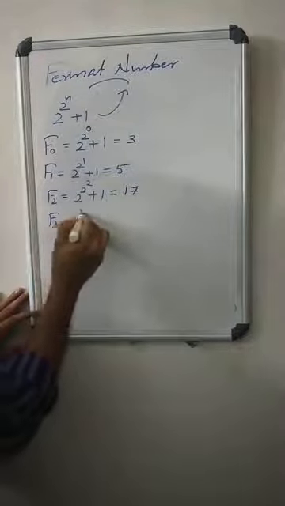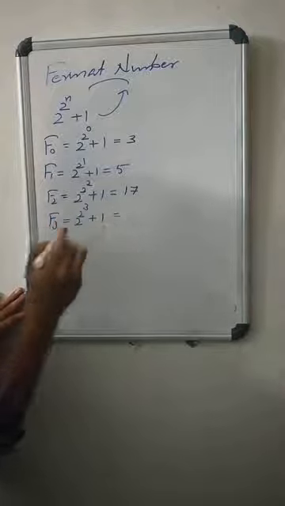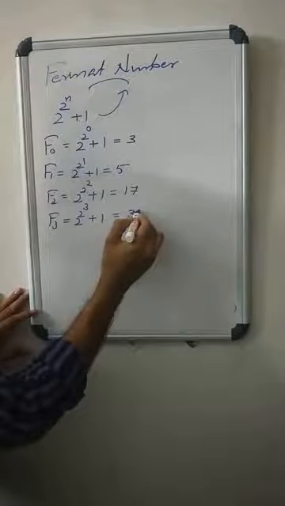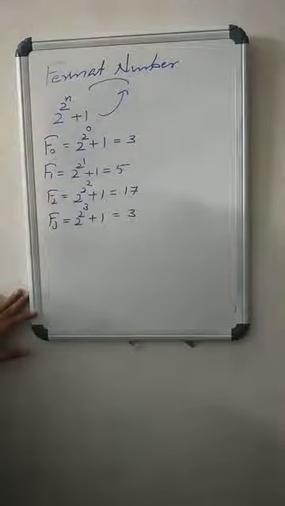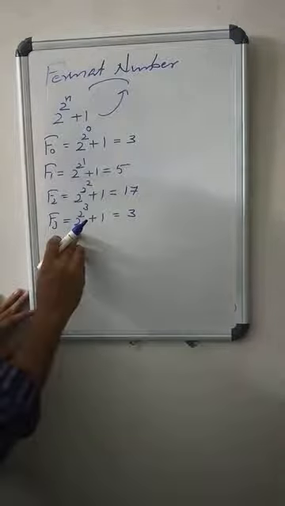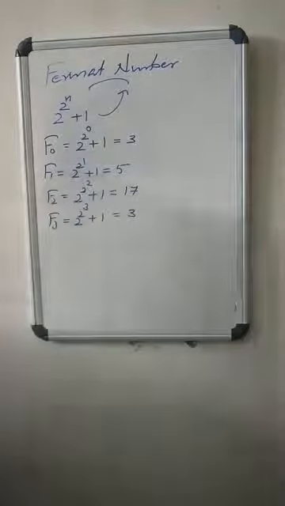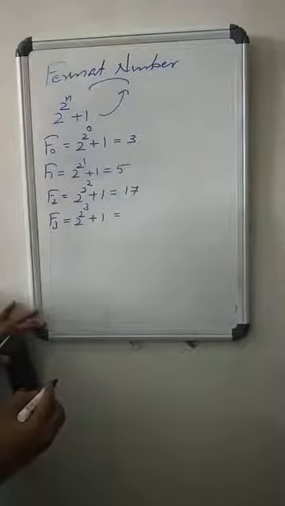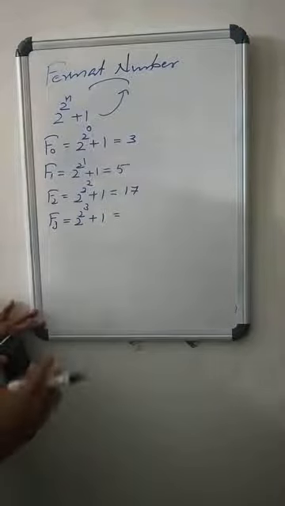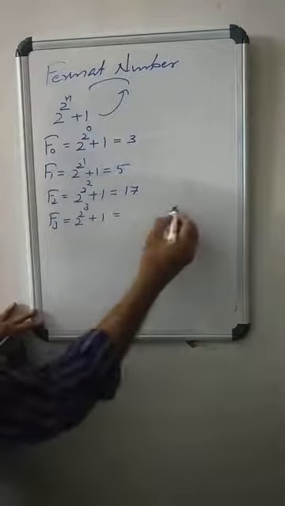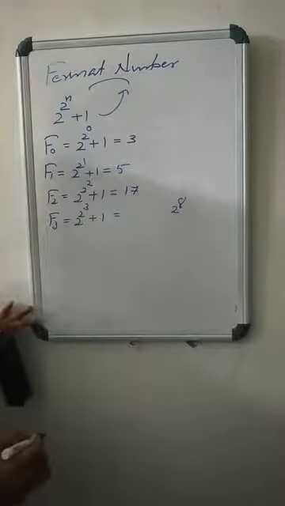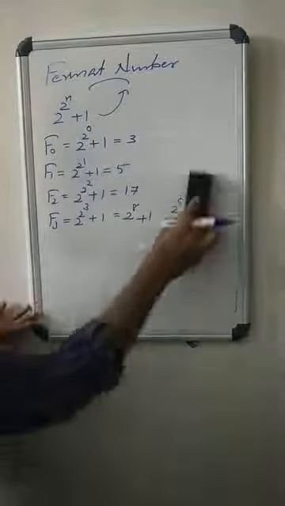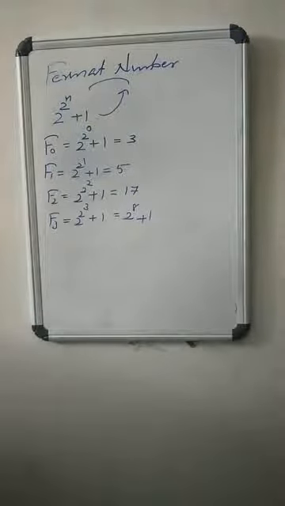What is F3? F3 is 2 to the power 2 cubed plus 1. 2 cubed means 8, so it is 2 to the power 8 plus 1. What is 2 to the power 8? It is 256, plus 1. And what about F4?